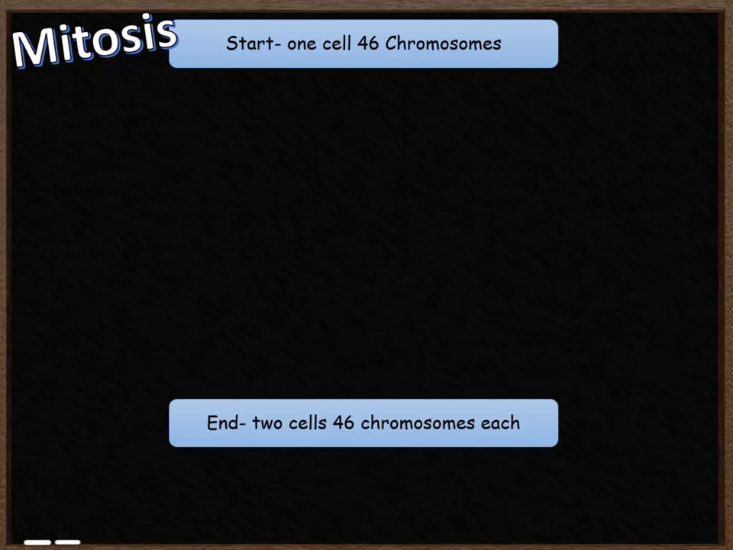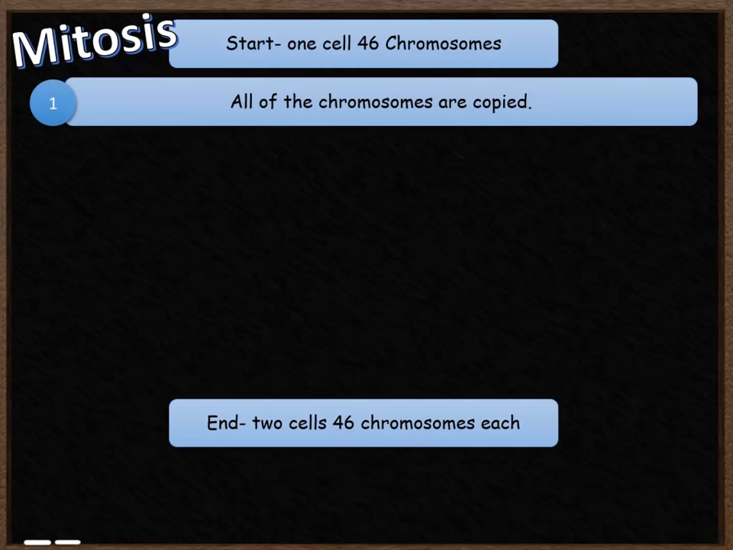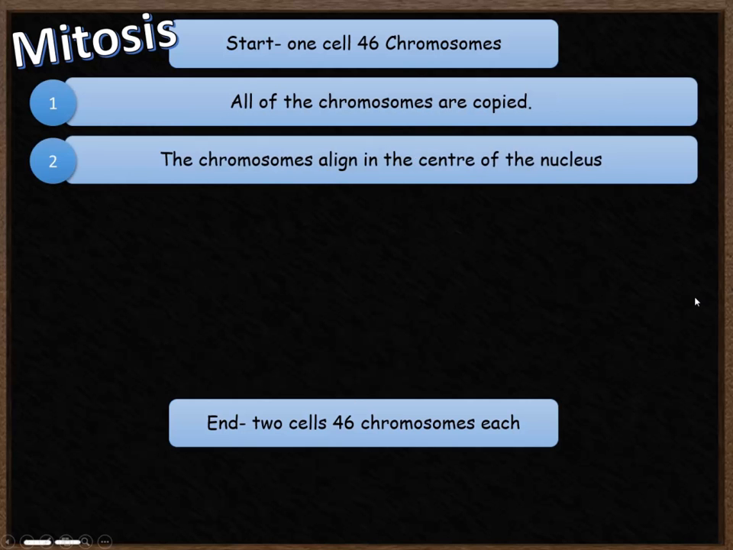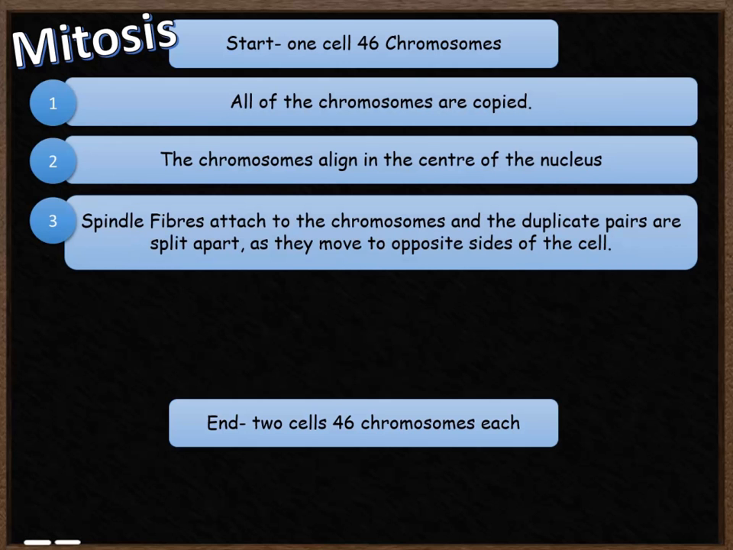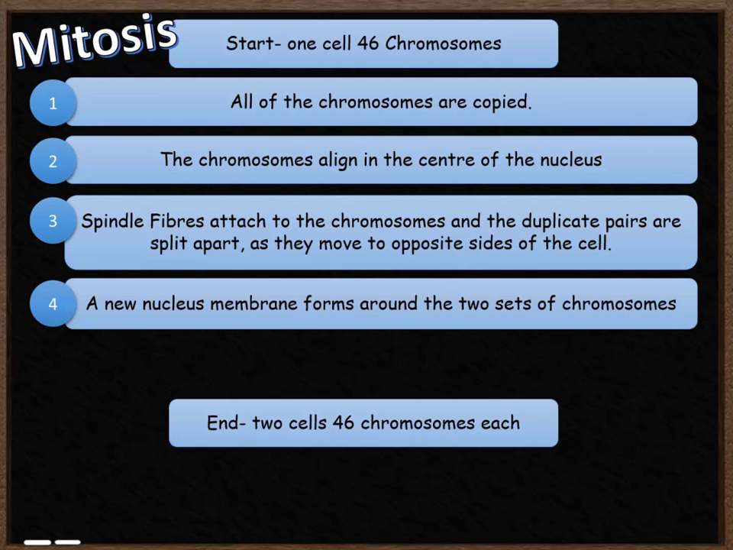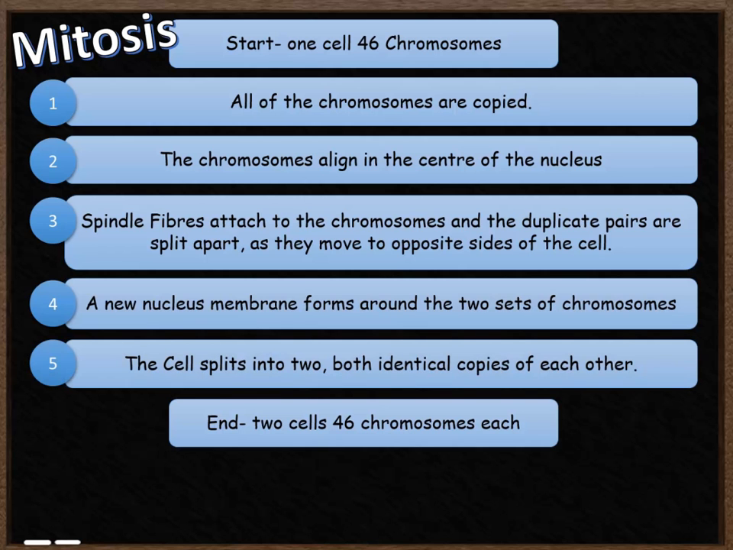So to summarize this process, we start off with one cell containing 23 pairs or 46 chromosomes. We then end with two cells, each containing 46 chromosomes, and those chromosomes are identical in each of the two cells. The first step is all of the chromosomes are copied. That's where this double number of chromosomes comes from. The chromosomes align themselves along the center of the nucleus. Spindle fibers attach and the duplicate pairs are split apart as they move to opposite sides of the cell or the cell nucleus. New nuclear membrane forms around the two sets of chromosomes. Then the cell splits into two.